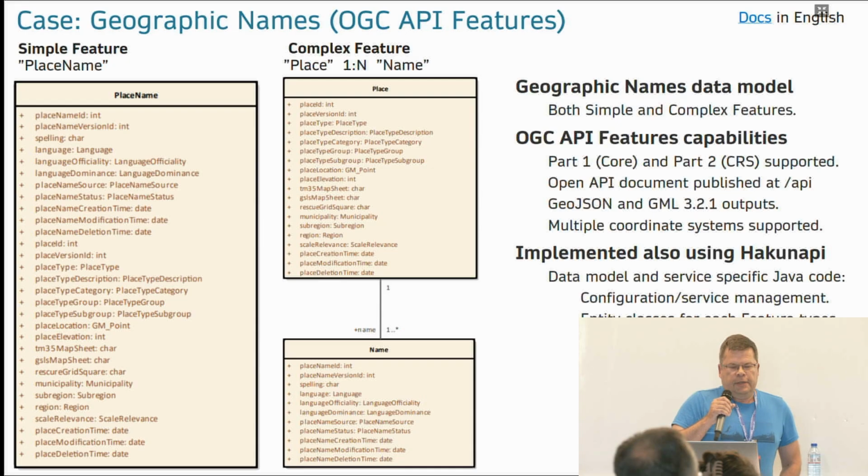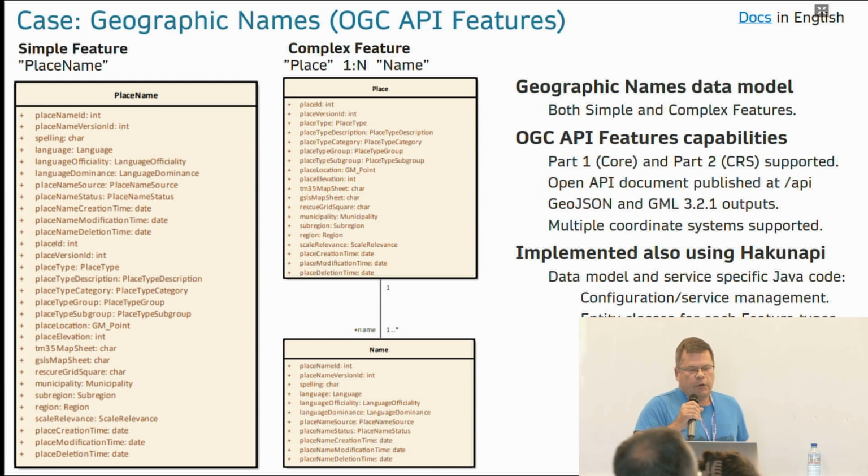And another sample, geographic names. Here it's quite a simple data set, but there are simple feature data models and also some more complex features or feature types.